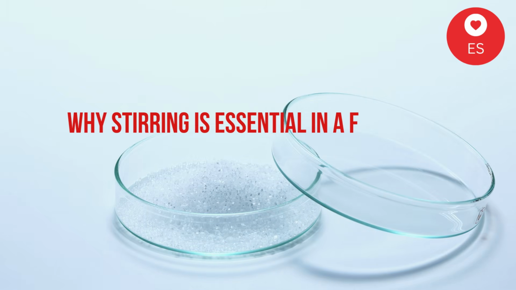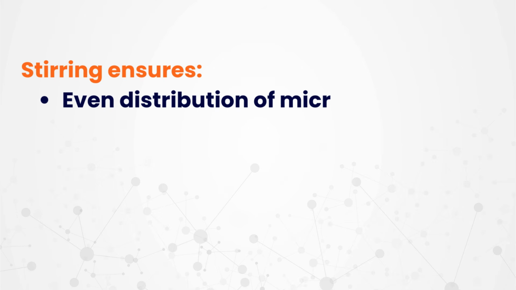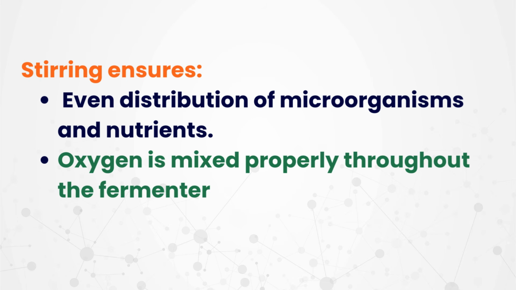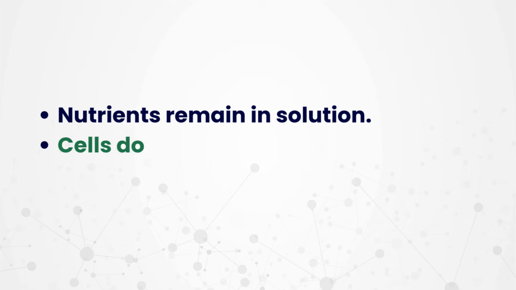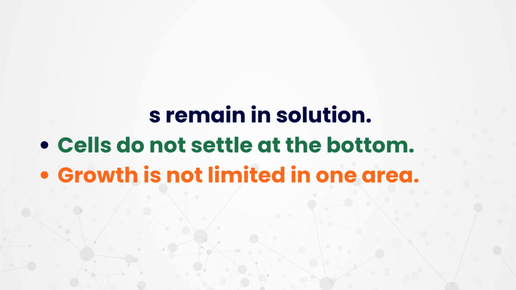Why is stirring essential in a fermenter? Stirring ensures even distribution of microorganisms and nutrients. Oxygen is mixed properly throughout the fermenter. Nutrients remain in solution. Cells do not settle at the bottom. Growth is not limited in one area.